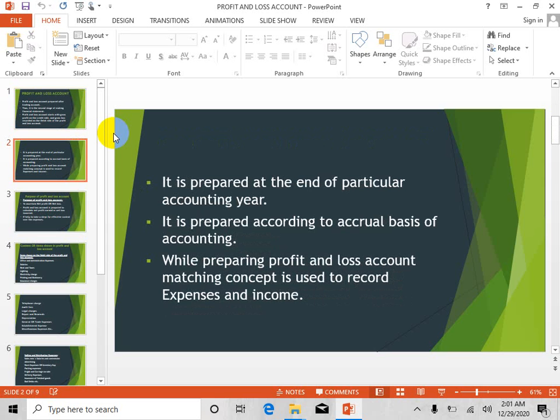Now in the next slide: it is prepared at the end of a particular accounting year. We prepare the profit and loss account at the end of the accounting year. It is prepared according to the accrual basis of accounting. While preparing the profit and loss account, the matching concept is used to record expenses and income. Matching concept means the continuous process of accounting, right? These are the features of the profit and loss account.